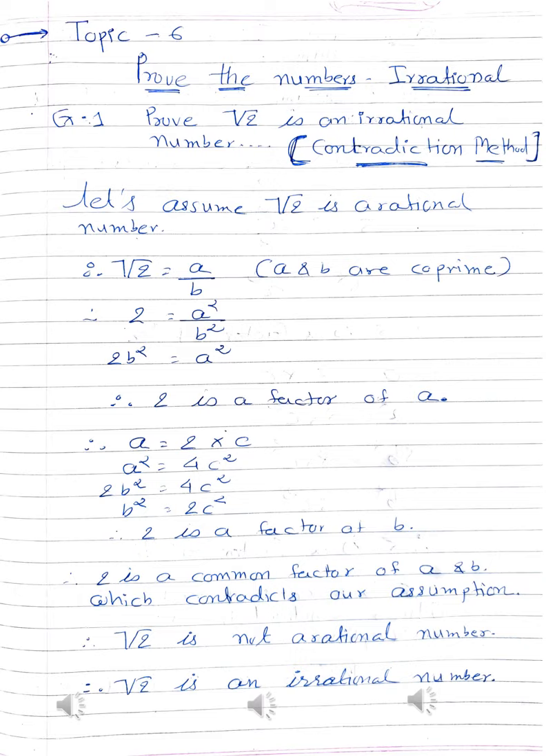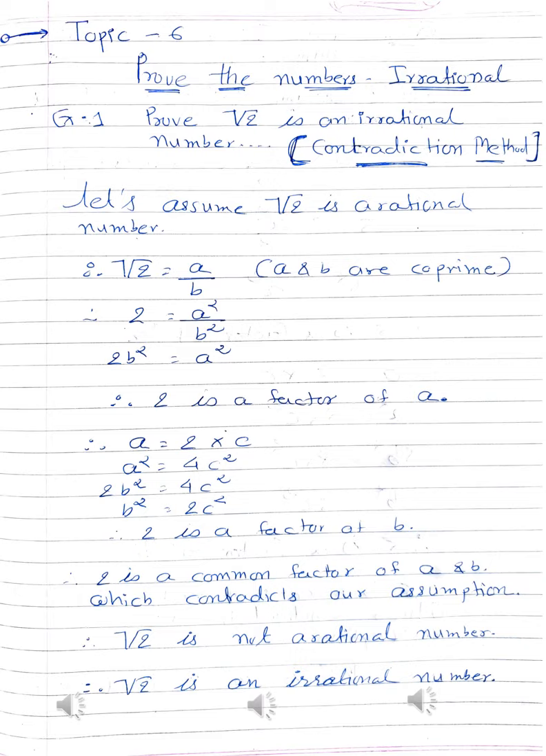Let's have the example. Example number 1, we need to prove root 2 is an irrational number. So now, to prove root 2 is an irrational number, first of all we are going to assume root 2 is a rational number. You know that any rational number we can write in the form of a fraction. So, as we have assumed root 2 is a rational number, in the next step we are writing root 2 equals a upon b, where a and b are co-prime.